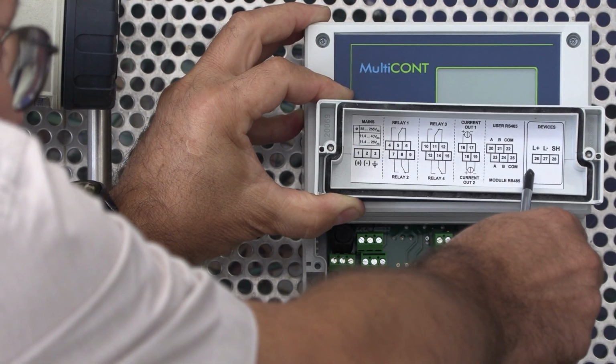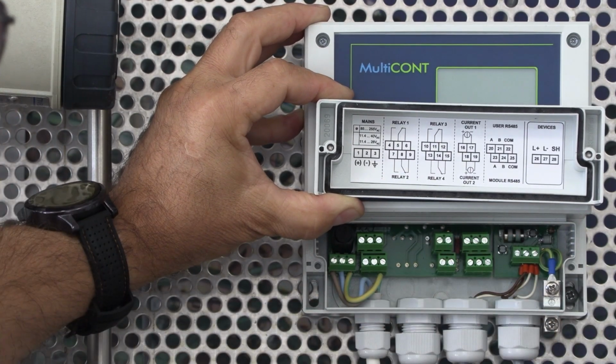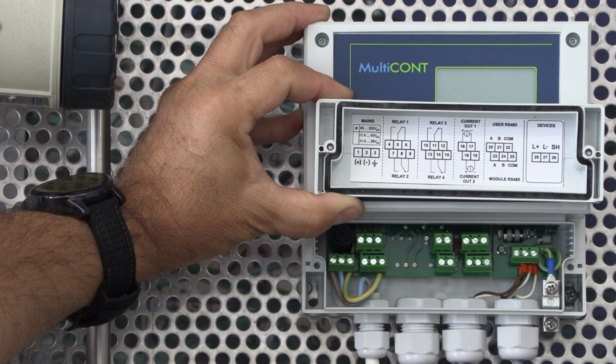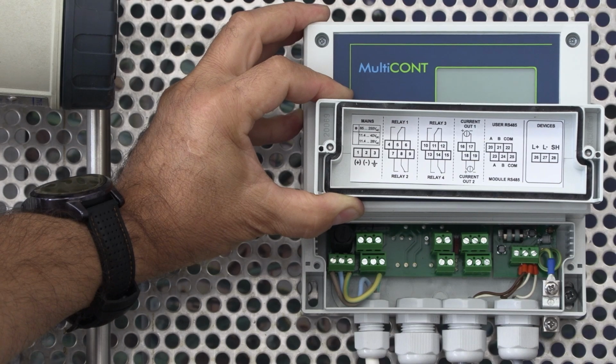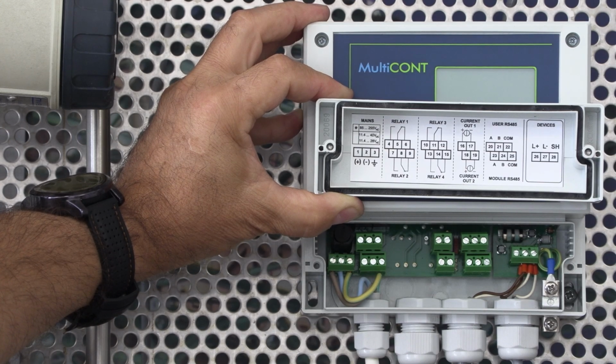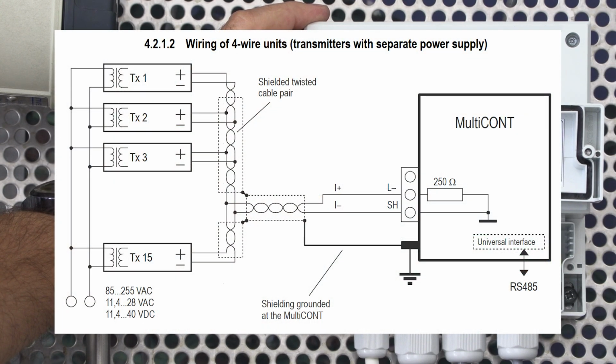The three terminals on the right are for connecting active and passive 4 to 20 mA devices and HART-compatible devices. HART-compatible transmitters with an active 4 to 20 mA connection must be connected to the terminals L- and SH. See wiring diagram 4212 in the MultiCONT programming manual.